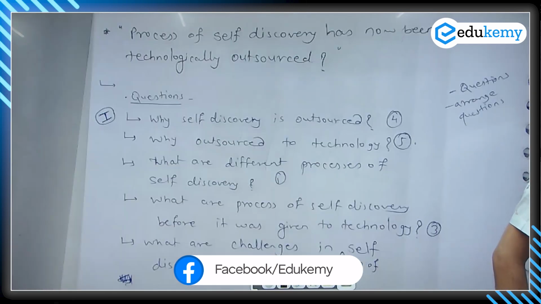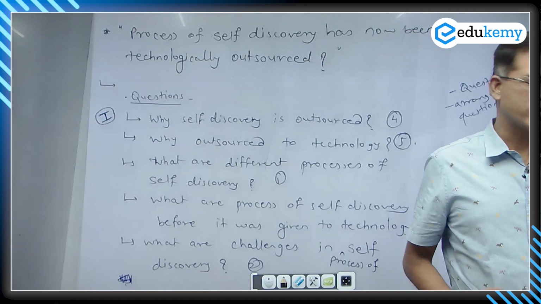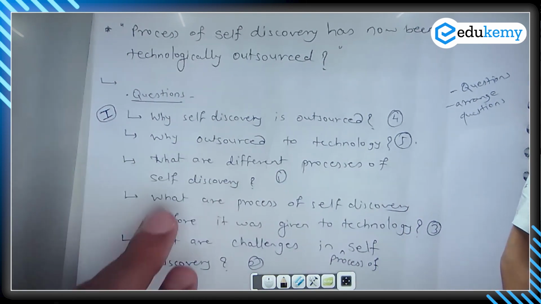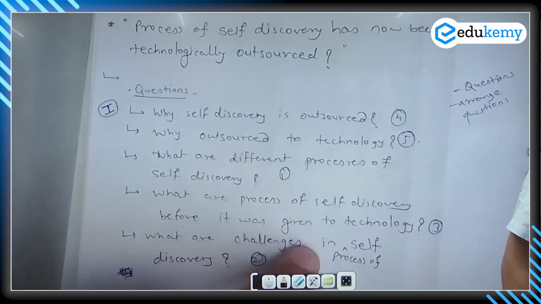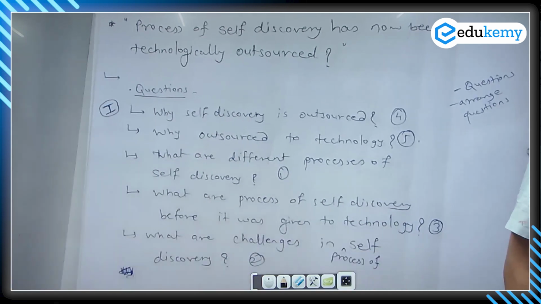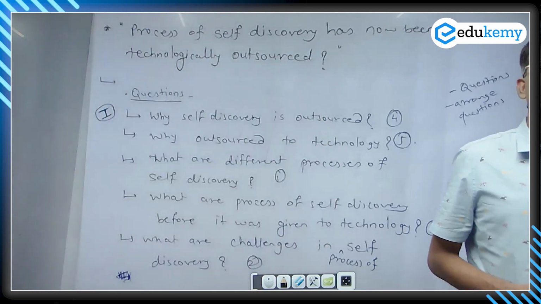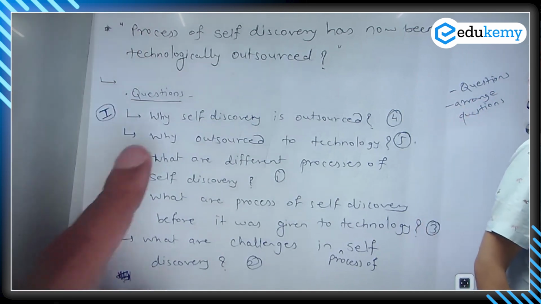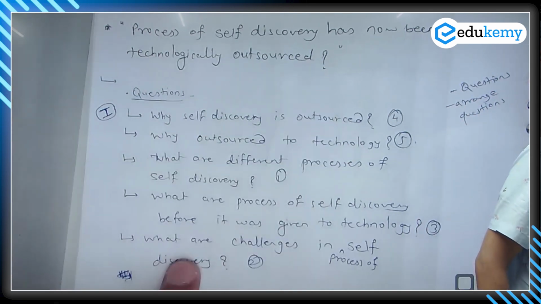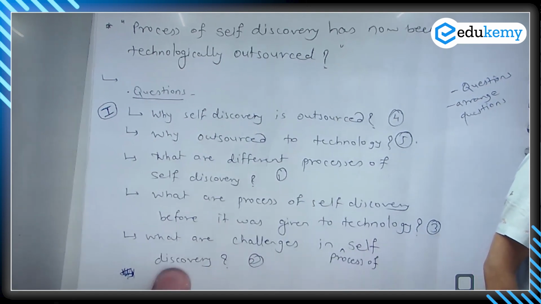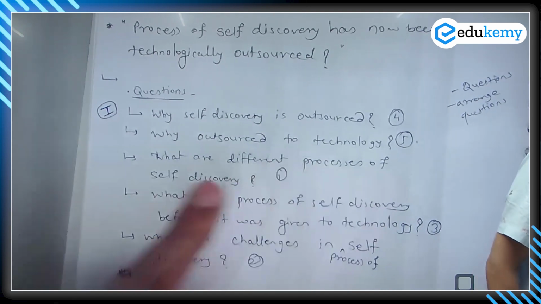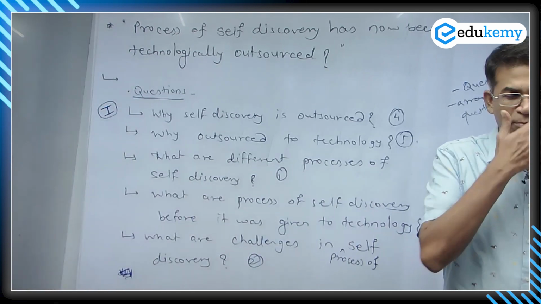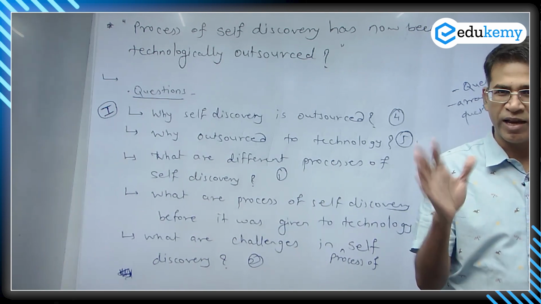Let's try this. Why is self-discovery outsourced? Why outsourced to technology? What are different processes of self-discovery? What are the processes of self-discovery before it was given to technology? What are the challenges of self-discovery? Who was this one? Okay. Now tell me, what do you think about the questions now? See, question number 1, you're giving me 5 questions. Why is self-discovery outsourced? What are the challenges in the process of self-discovery? What are the different processes of self-discovery? 3 out of 5 questions don't tell me about the topic. It's like more than half of your essay has been lost.